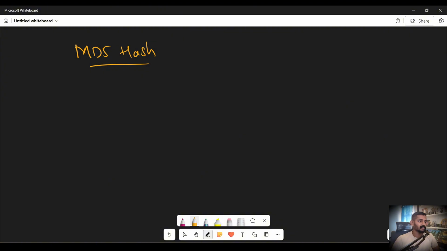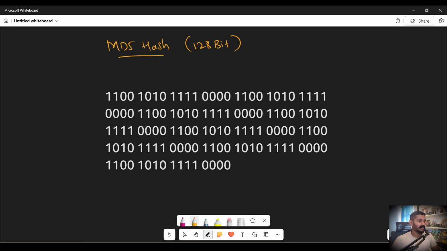So MD5 hash uses 128 bits. What is 128 bit? This is how 128 bit looks like: ones and zeros, like 1100, because the computer understands only 1s and 0s, so it will become 128 bits. If you go for SHA-256, over there 256 bits will be there. The more bits you have, the more combinations you can get. That is what you have to remember.